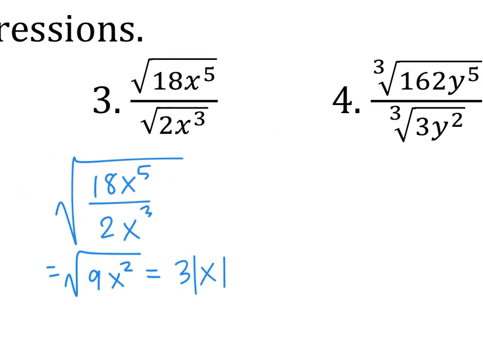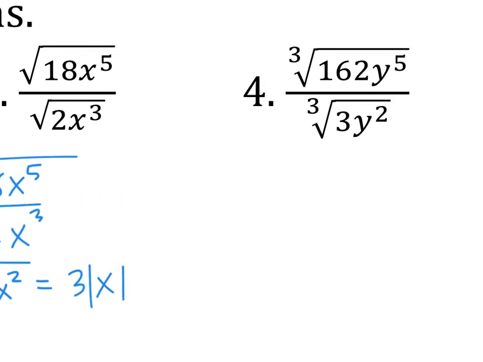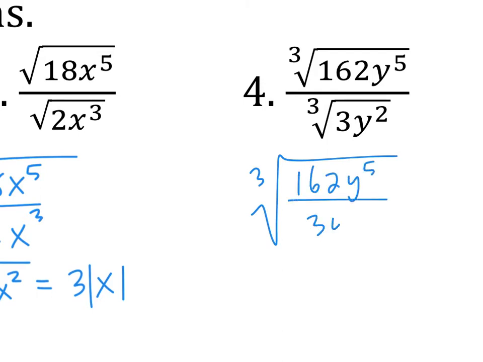All right, try number 4. Actually, let me do this with you. Sorry, can I divide them? Yes. So this is the cube root of 162y to the 5th over 3y squared. 162 divided by 3 is 54. And then y cubed. Can I cube root 54 evenly? No, I cannot. And please don't use your calculator and get me a decimal. We don't want decimals. We want to be able to just simplify it.